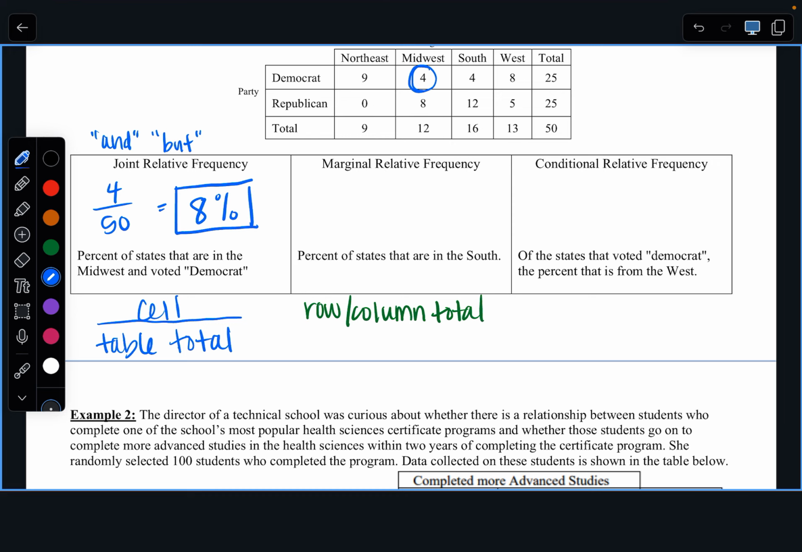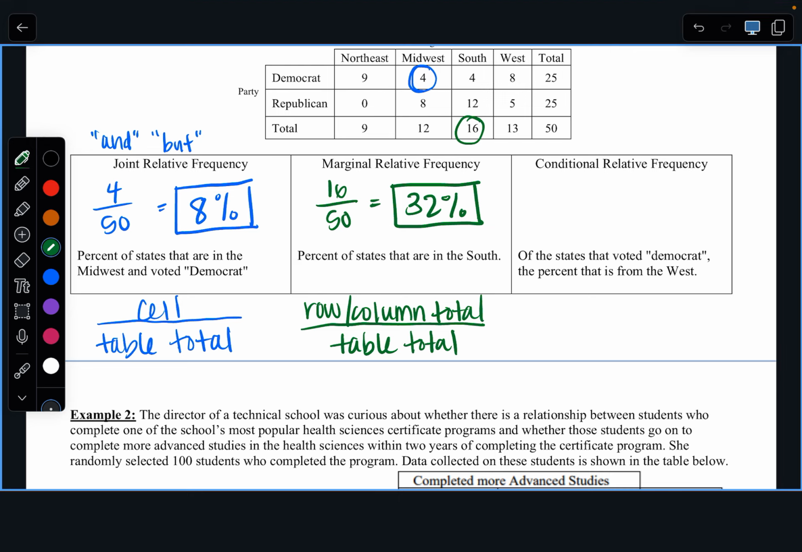For marginal relative frequency, it's a row or column total over a table total. This one, I will say, is one of the highly, highly missed problems across the board, because they will ask the question, what is the marginal relative frequency of the South? And then people panic and freak out and say, what the heck is a marginal relative frequency? In the same way they freak out over what is a two-way table. All they want you to do is see what is the chance of selecting someone from this region only. So in our case, from the South, that is going to be 16 out of the 50 states, and that's 32%. So anytime you see marginal, that just means row or column.